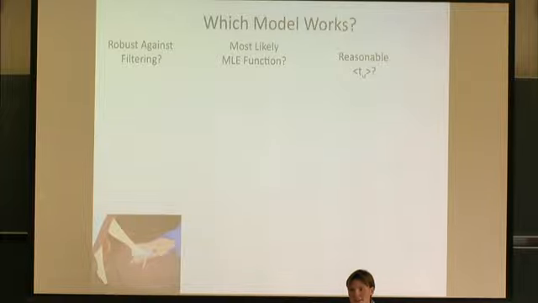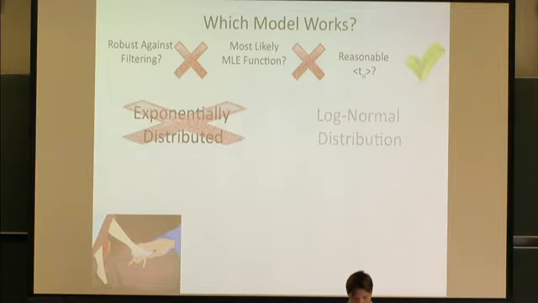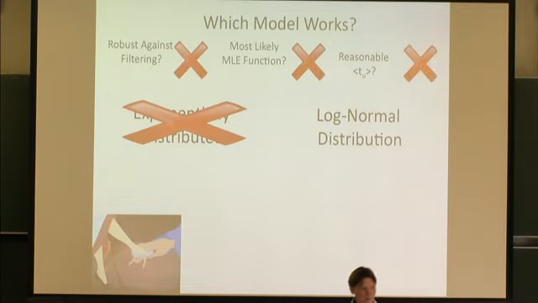This is an American slide because someone has to win and there has to be a kind of hooray moment. So these are robustness against filtering. Is it the most likely? Does it give reasonable unfolding times? And the exponential only wins on one side. The log normal doesn't do well on any of the three.